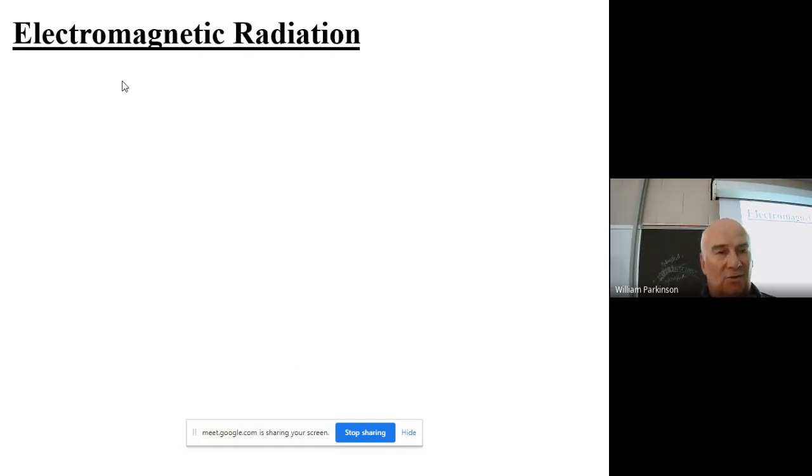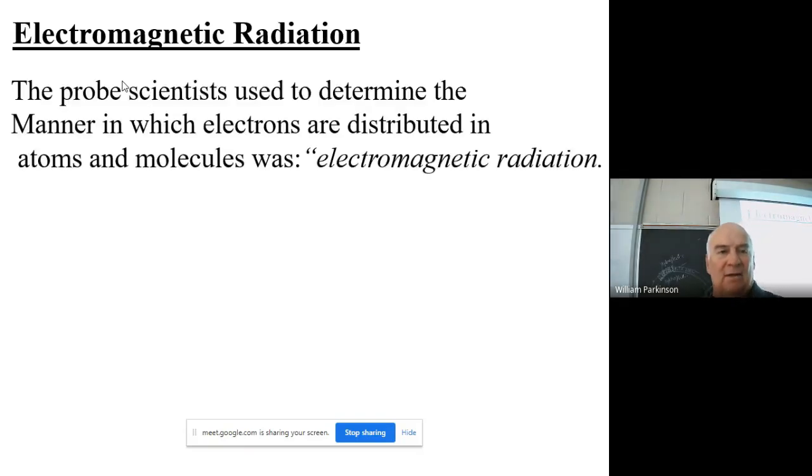So what we had to do and how we ultimately unraveled this atomic structure was we shined light on atoms. And it was what happened to atoms after light impinged upon them that led us to our model of interpreting the structure of atoms. So, as I say here, the probe that scientists used to determine the manner in which electrons are distributed in atoms and molecules was so-called electromagnetic radiation.